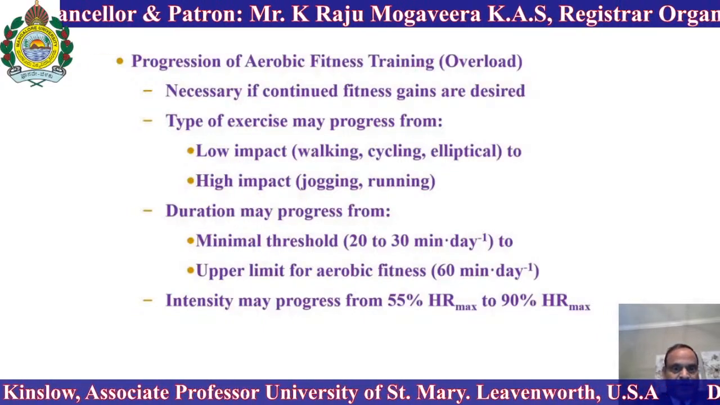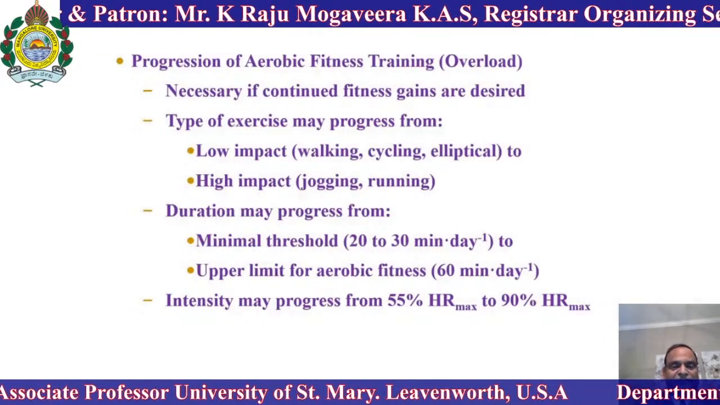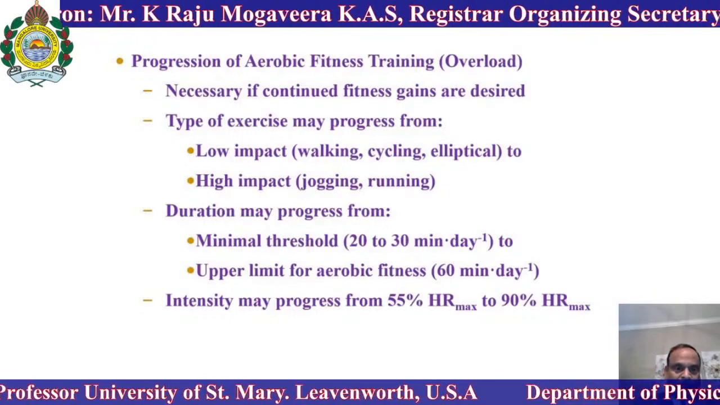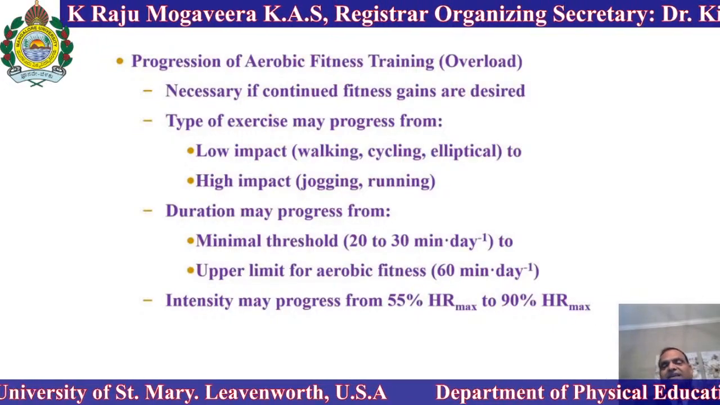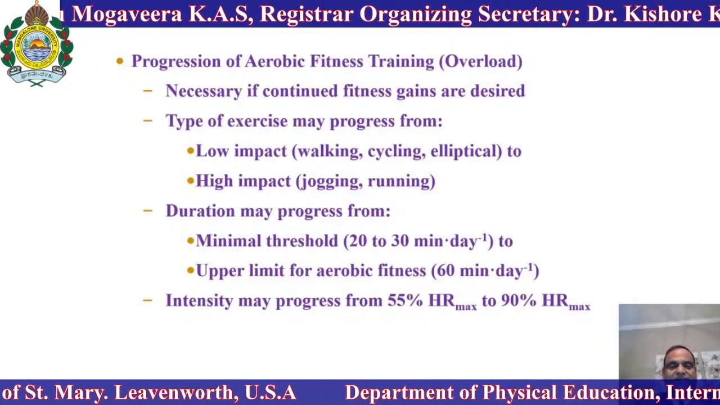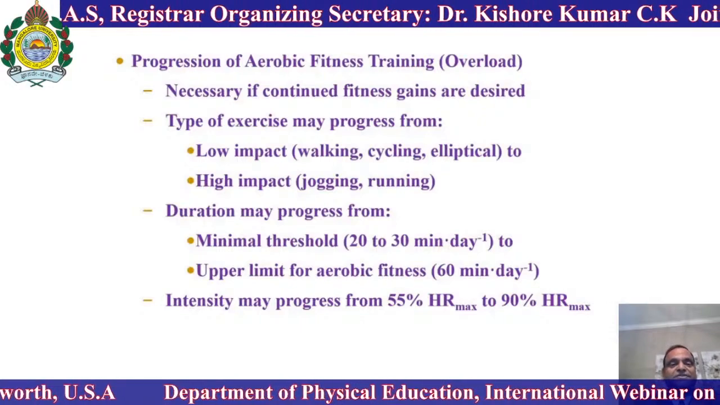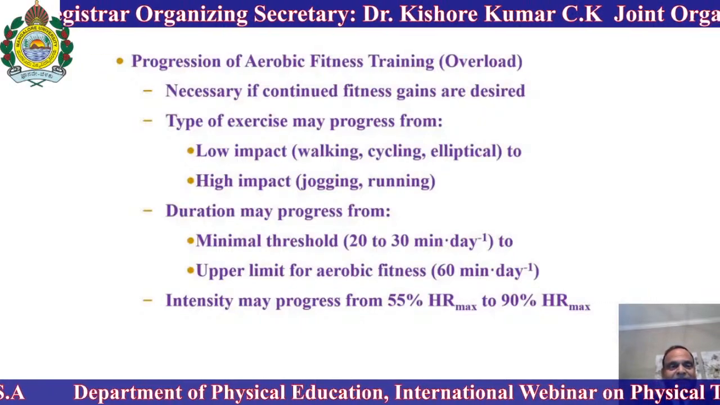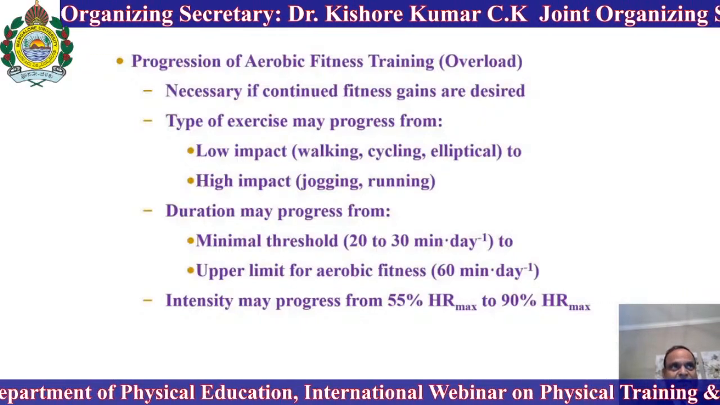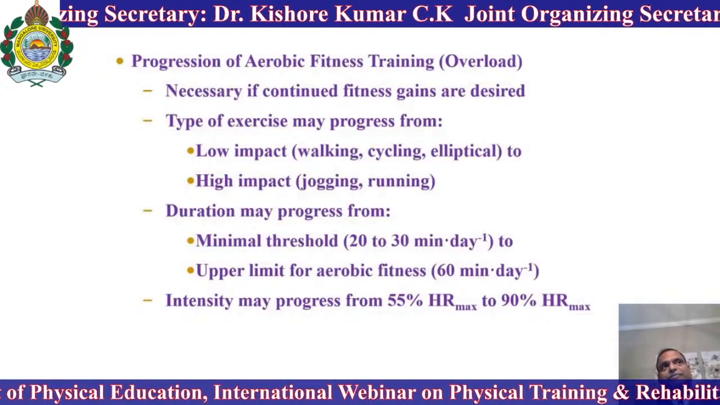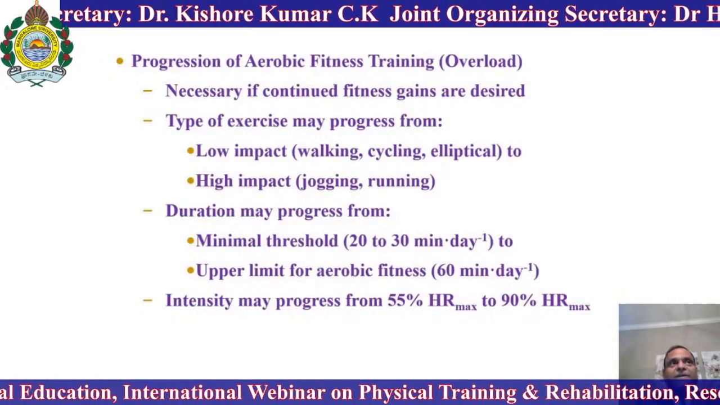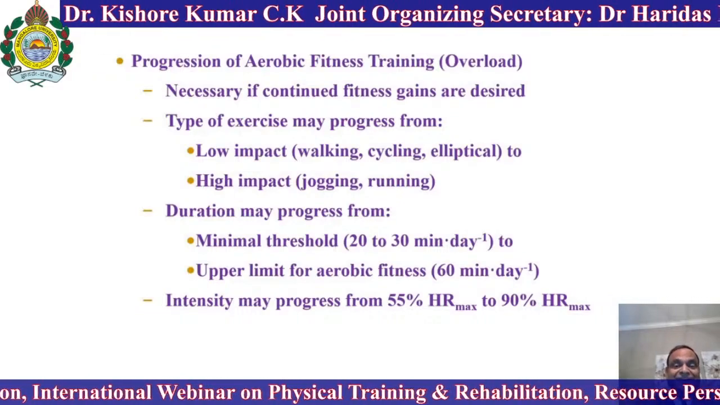For example, the type of exercise may progress from low impact, meaning walking, cycling, ellipticals, to high impact. That means jogging, running. So what you are trying to do is overload the system. That improves your performance. Of course, improving your performance in the aerobic system is different from the anaerobic system.